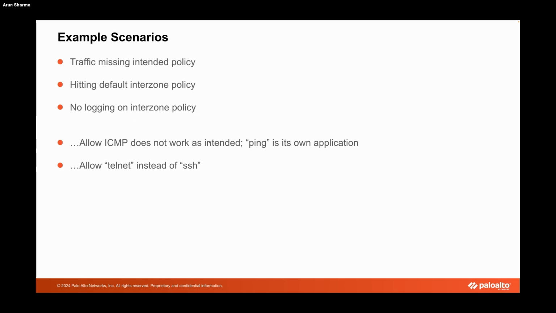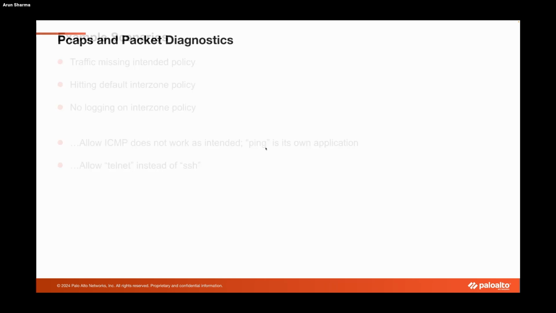Allow ICMP does not work as intended because ping has its own application. So look for that application. Is it allowed? Is telnet allowed instead of SSH? These are the things you have to ask based on the problem you are facing, because telnet and SSH are two different protocols, and run on different port numbers. One is secure, one is less secure. So these are the questions which should keep coming while we are troubleshooting any scenario.